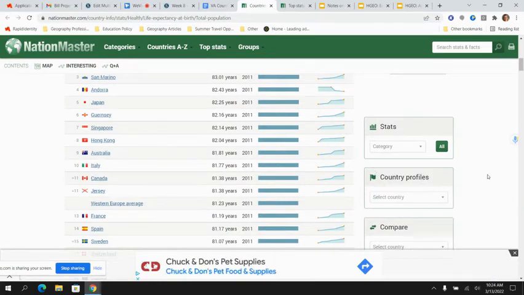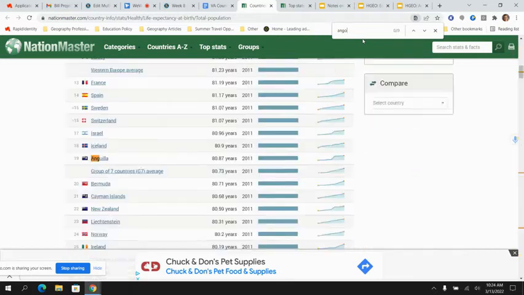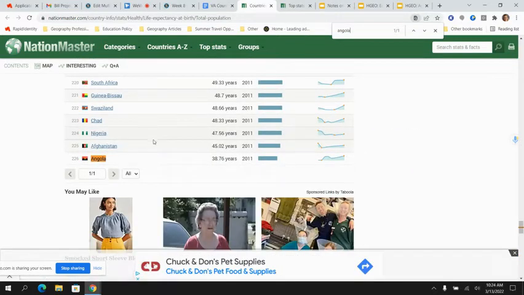And so I'm going to give you a really quick little easy trick here. You're going to use Control F. Okay, so if you use Control F, Control F is find on page, and I do Angola, I'm going to come down here. I'm going to see that Angola has a life expectancy of 38 years. So that's really low, right? So 38, I'm about to be 38. The average people live 38 years.